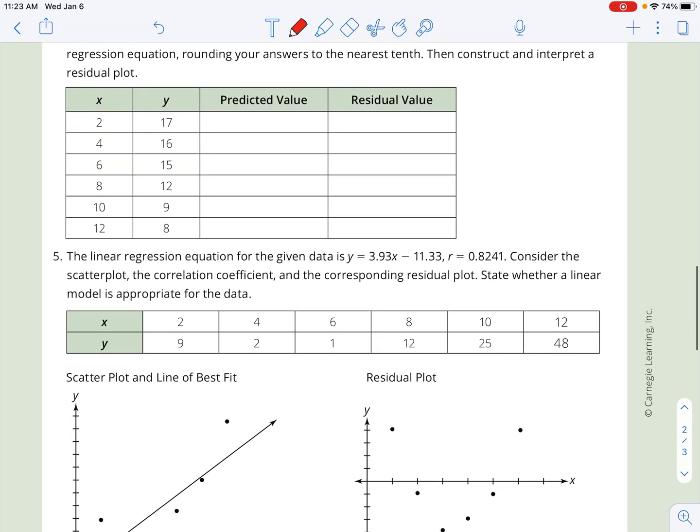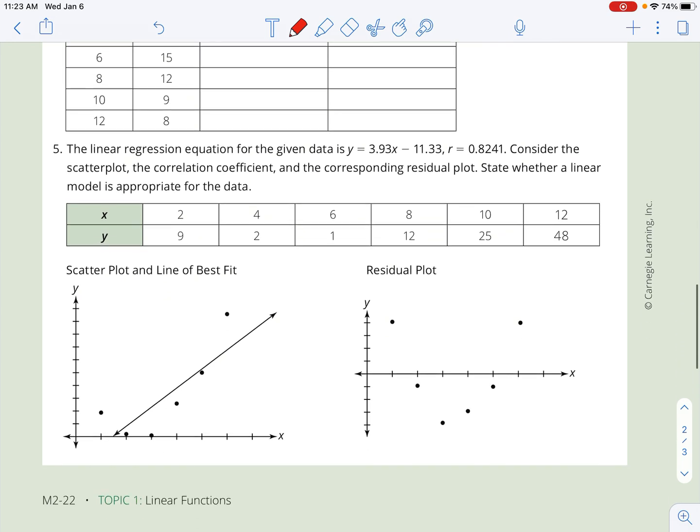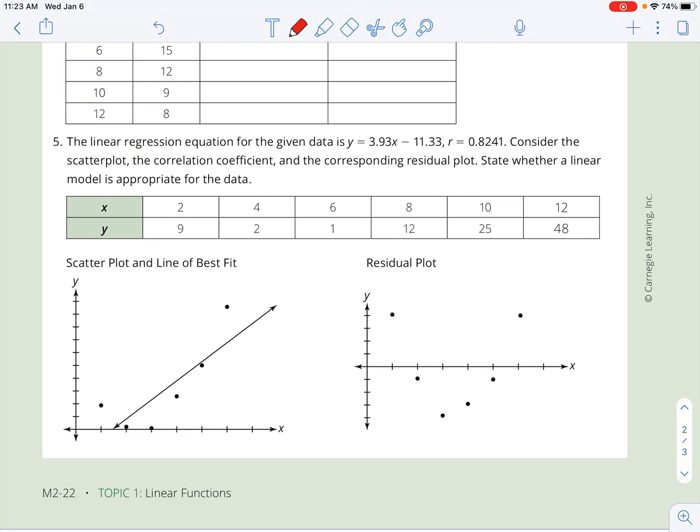Number 5 is the other one we asked you to do. And number 5 is going back to our last unit, our last topic before our break in, sorry, not September, in December. The linear regression equation for the data is given here. So somebody's gone into the calculator and plugged this in. And they ran the R value as well, the correlation coefficient. Considering then the scatter plot, the correlation coefficient, and then the residual plot, will we have a linear model as appropriate for the data or not?